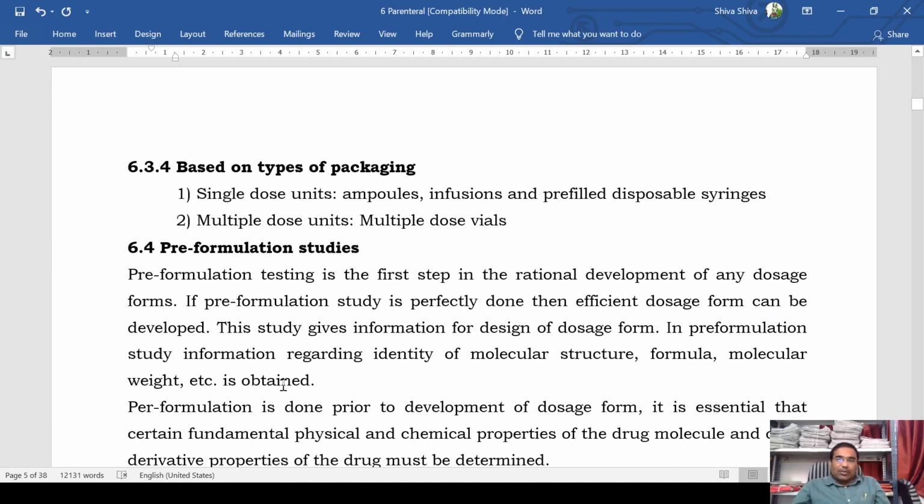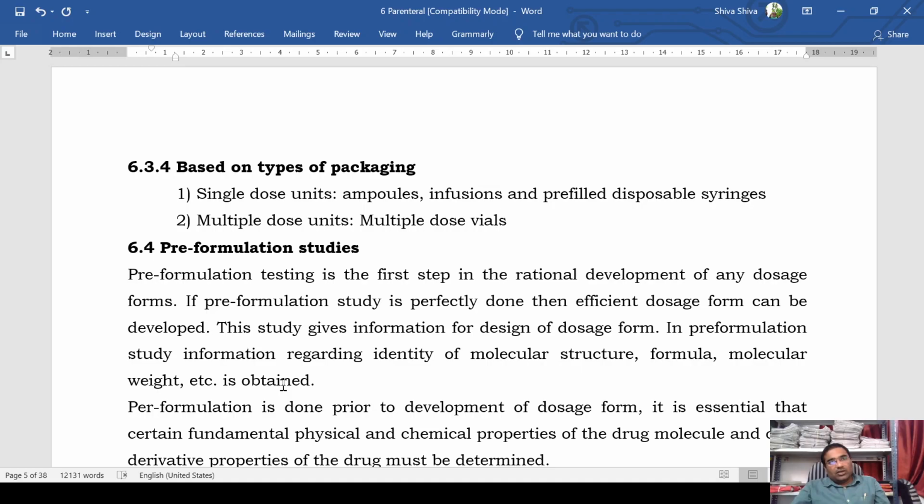Then based upon type of packaging, parenteral products can also be classified as single dose units and multi-dose units. So single dose units are ampoules or vials, and multi-dose units are multi-dose vials, infusions, and pre-filled disposable syringes.